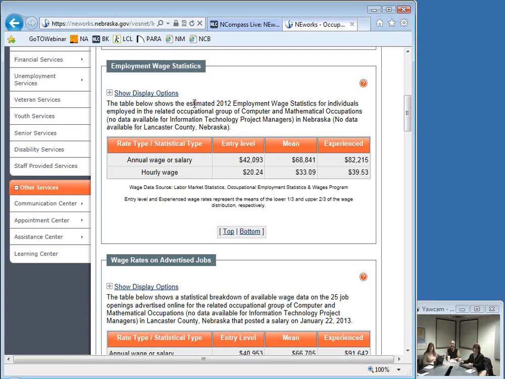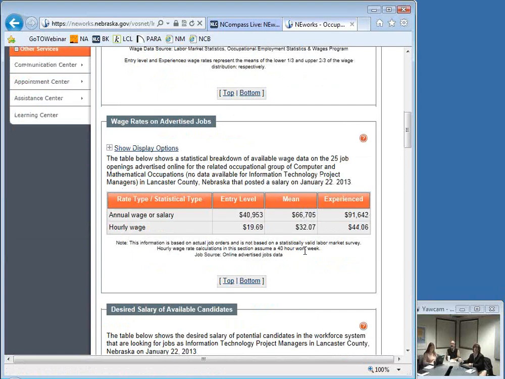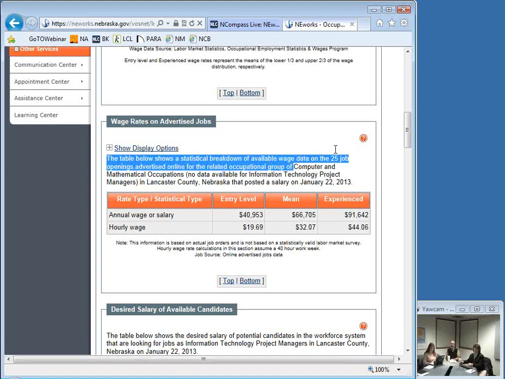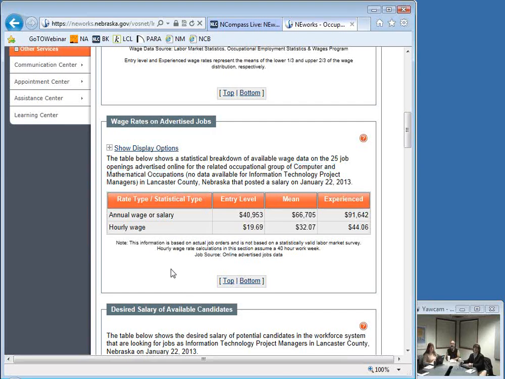And we can see the estimated 2012 employment wage statistics. Entry level for project managers, the mean, as well as experience. Experienced project managers could be earning up to $82,000 or $39 in some sense per hour. Now we look at the wage rates on advertised jobs. So specifically, Huddle advertised this under the computer and mathematical occupation. So looking at that field, we would then know that the statistical breakdown of the average wage data ranges from $40,000 to $91,000, usually depending on experience and education.